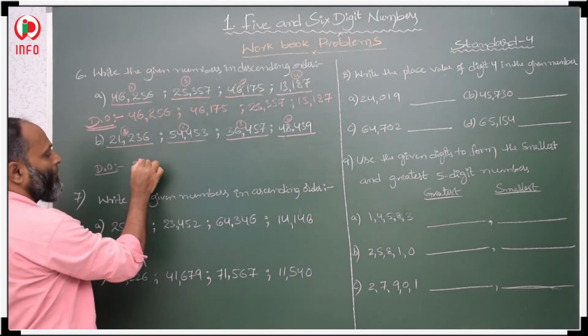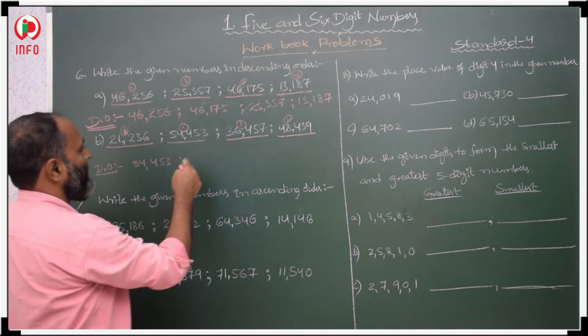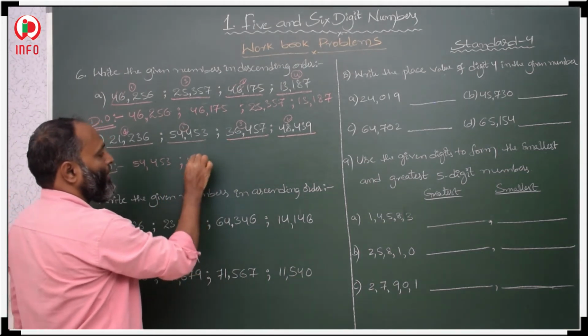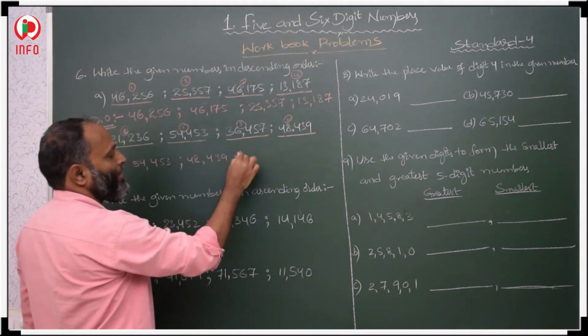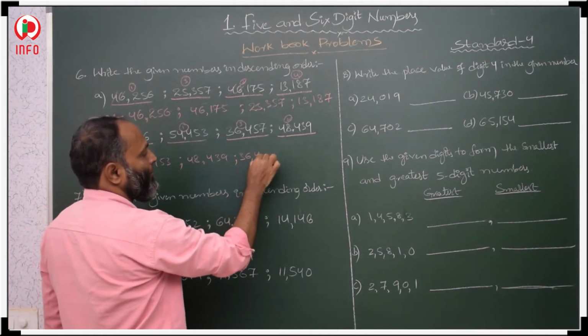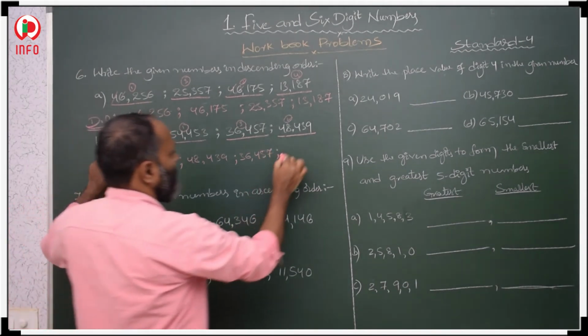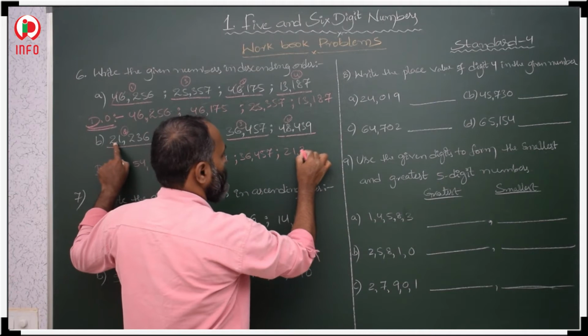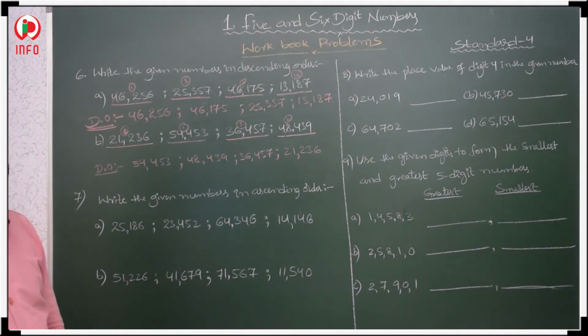First 54,453. Then after that, in second place 48,439. Then in third place 36,457. And in fourth place 21,236. In this way we have to arrange.